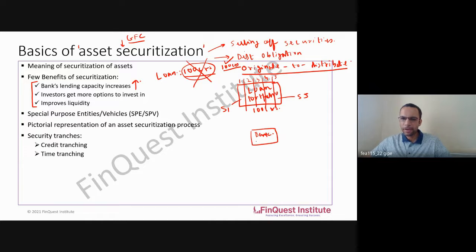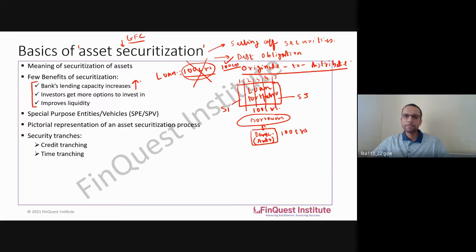And let's say I'm big in auto loans. So imagine I've done a lot of automobile loans to the market, and these are my borrowers pool. Let's say there are thousands of borrowers sitting in this pool, and maybe my size is, let's say, same 100 crores like last time.